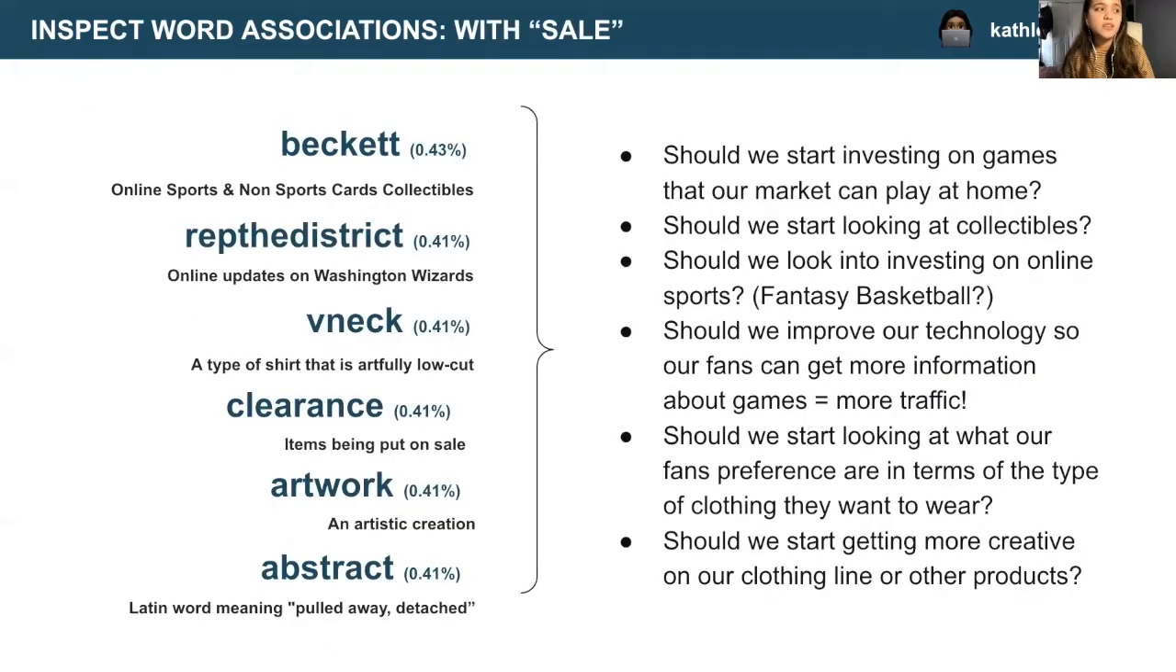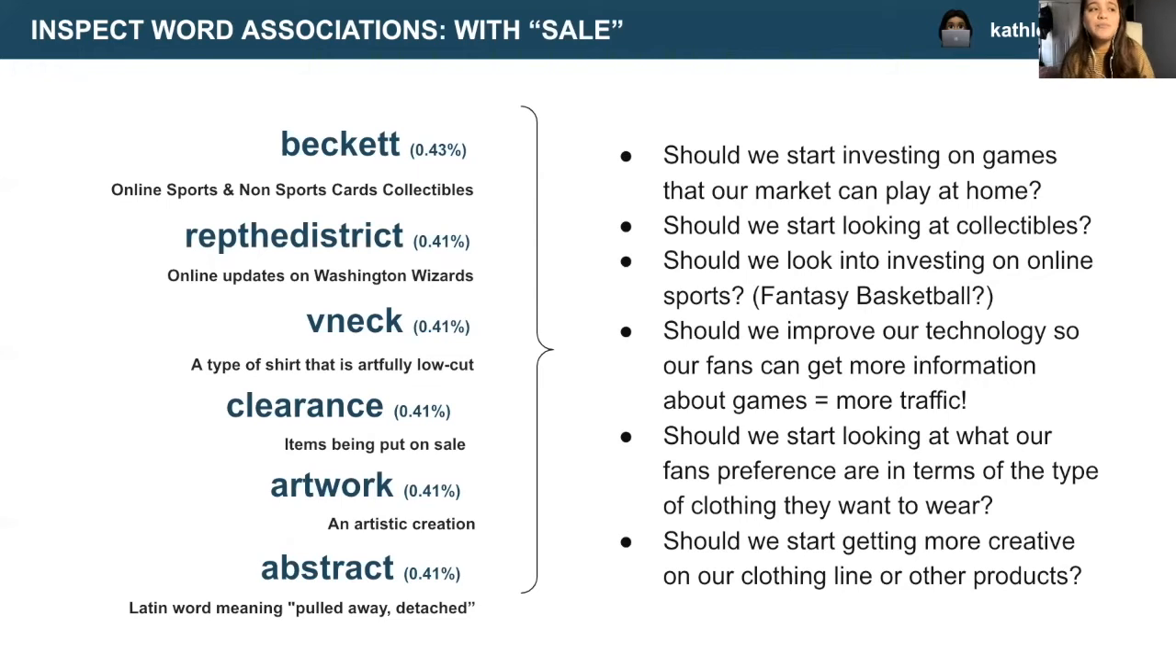Beckett is an online sports and non-sports card collection. Rep the District is online updates on the Washington Wizards. V-neck is a type of shirt that is artfully low cut. Clearance refers to items being put on sale. Artwork and abstract refer to an artistic creation.